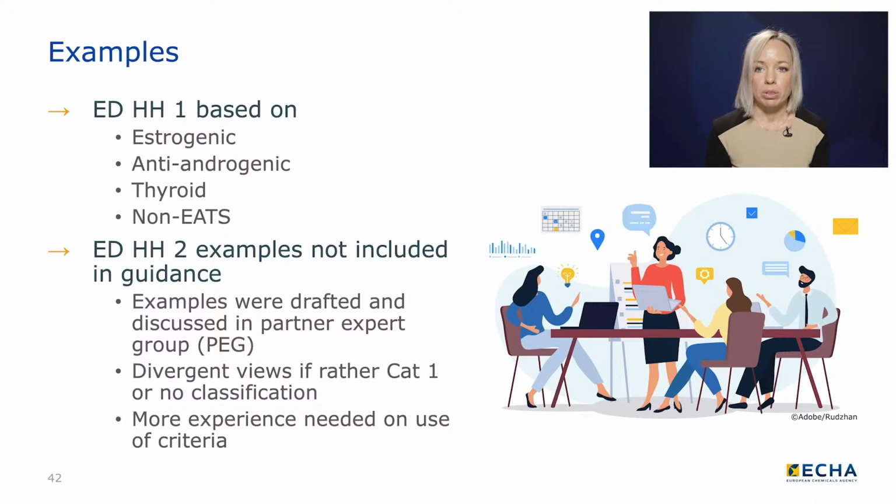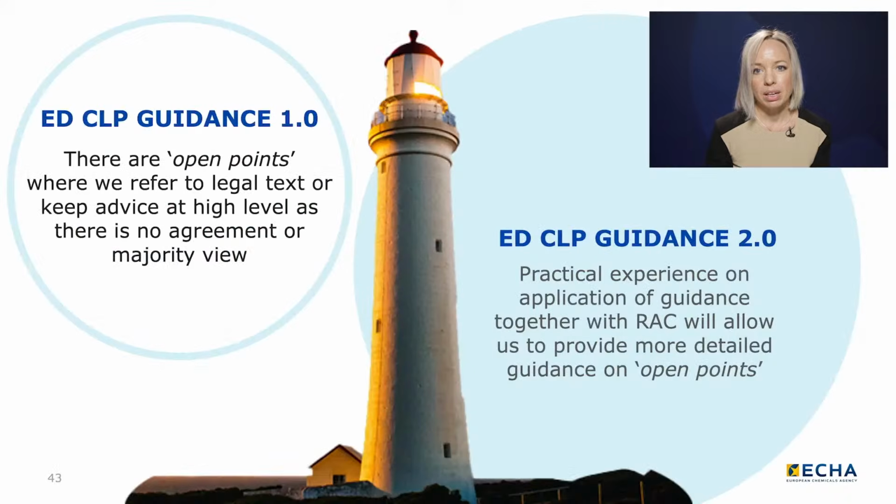So there are examples on estrogenic, anti-androgenic, thyroid, and non-EATS modalities. We actually initially drafted category 2 examples as well, but they were not included due to divergent views, and we need to wait for more experience from RAC opinions to be able to provide guidance on category 2 examples. To summarize, there are still some open points in the guidance, but it's an iterative process, and we will update the guidance when more experience is gained.